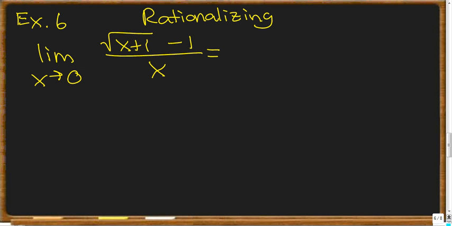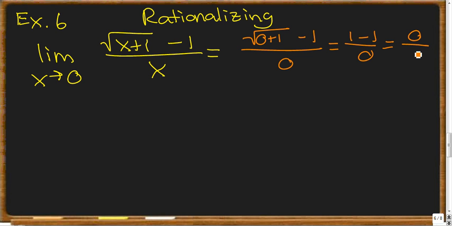Our next example is called the rationalizing technique. Again, you're going to start off exactly the same as before by plugging in these numbers. Plugging in 0 to see what you get. So you're going to get the square root of 0 plus 1 minus 1 over 0, which is 1 minus 1 over 0, which is 0 over 0. So again, we get the indeterminate form. So now we're going to have to do a little bit more work.